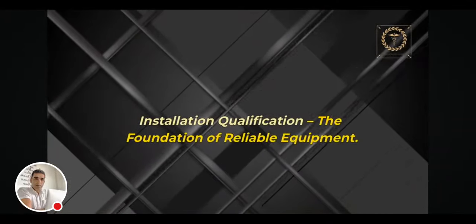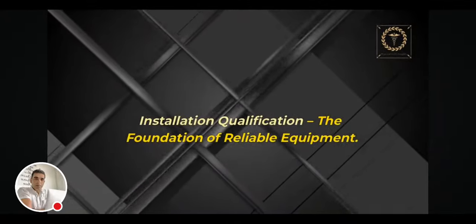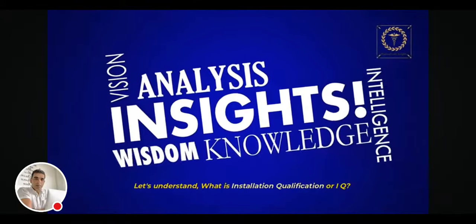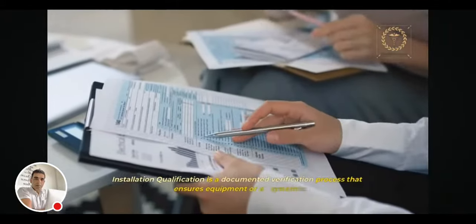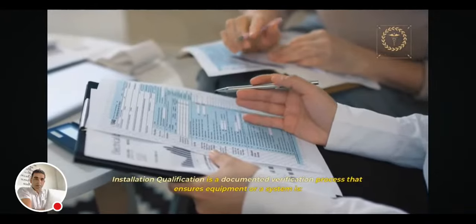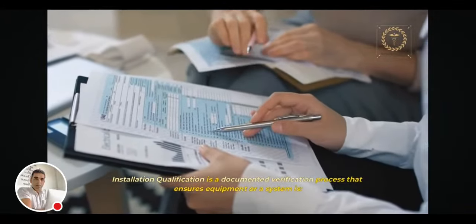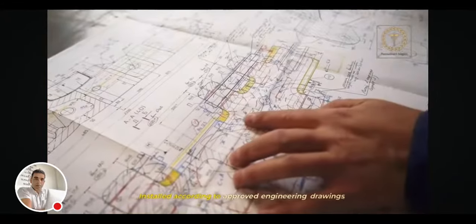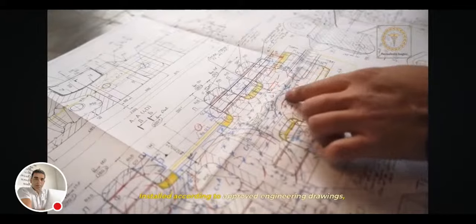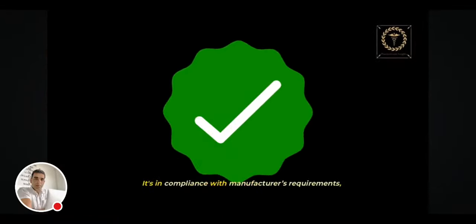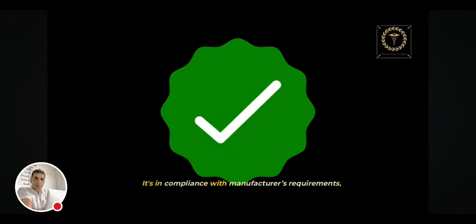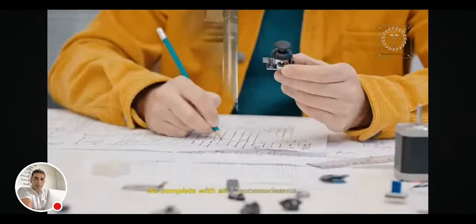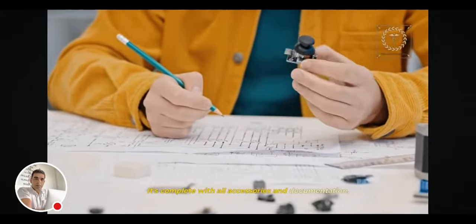Installation qualification, the foundation of reliable equipment. Let's understand, what is installation qualification or IQ? Installation qualification is a documented verification process that ensures equipment or a system is received as per purchase order, installed according to approved engineering drawings, in compliance with manufacturer's requirements, connected correctly to its utilities, and complete with all accessories and documentation.